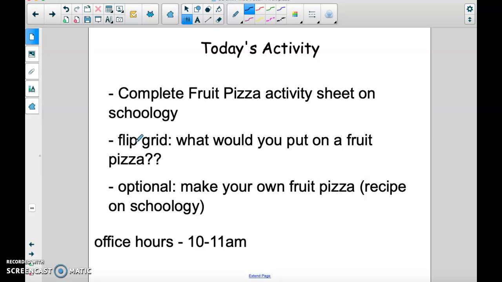All right. Office hours are 10 to 11. If you're struggling with any of this, if the whole remainder thing doesn't make sense, please come and let's talk about it.